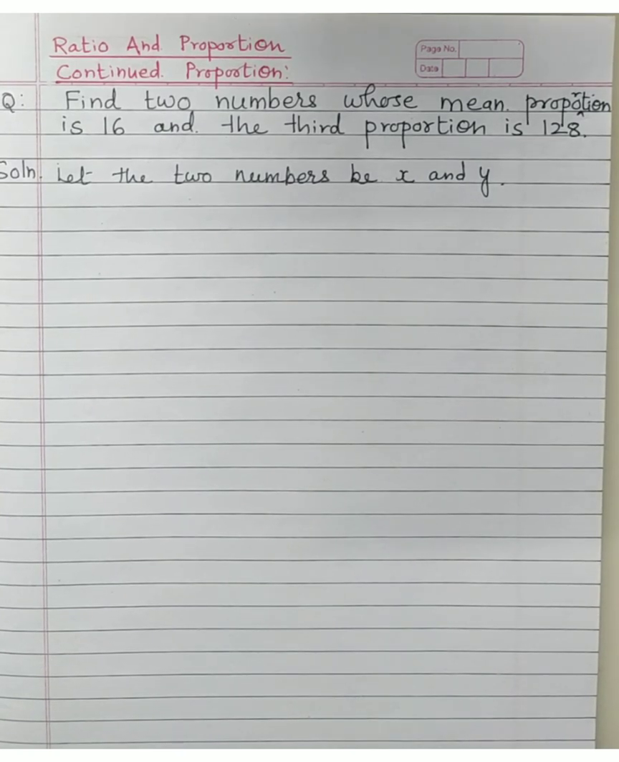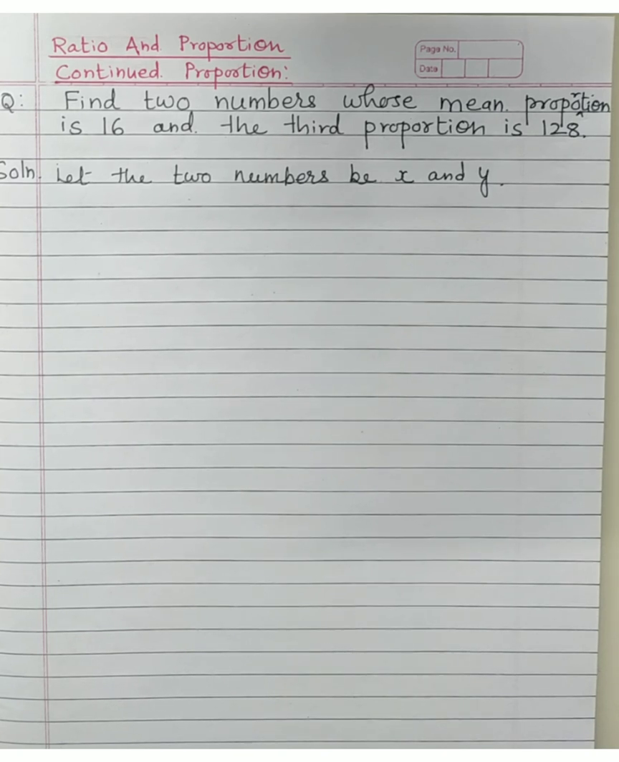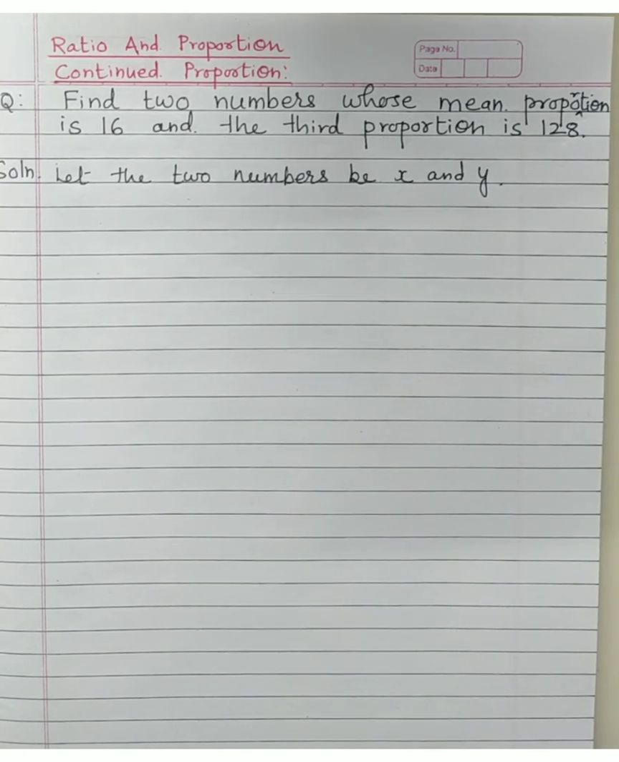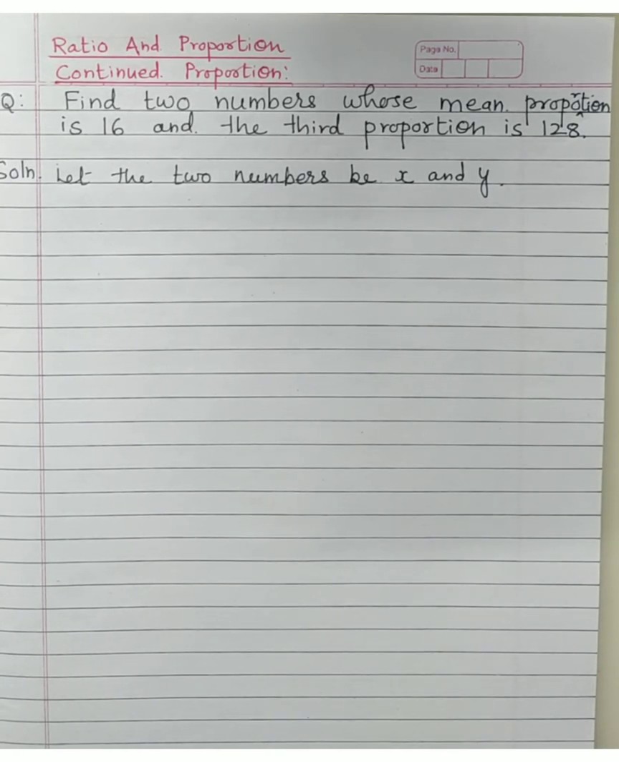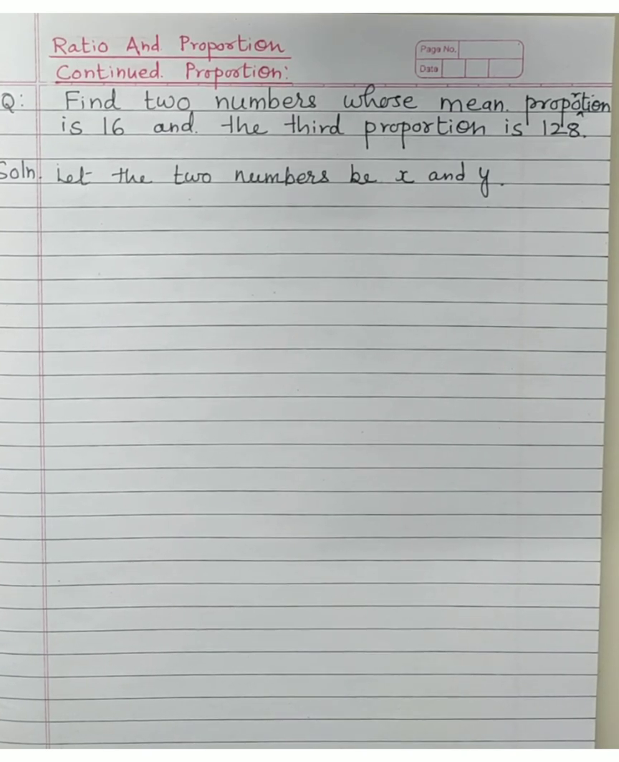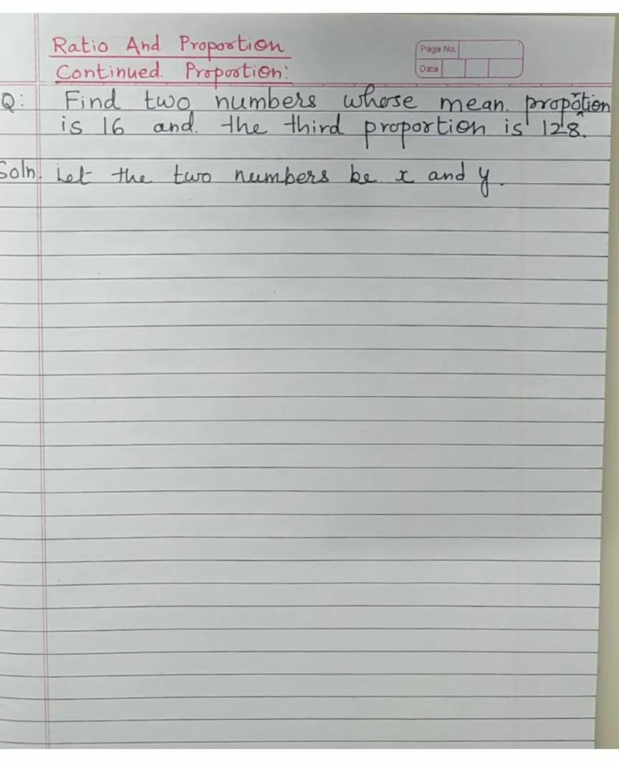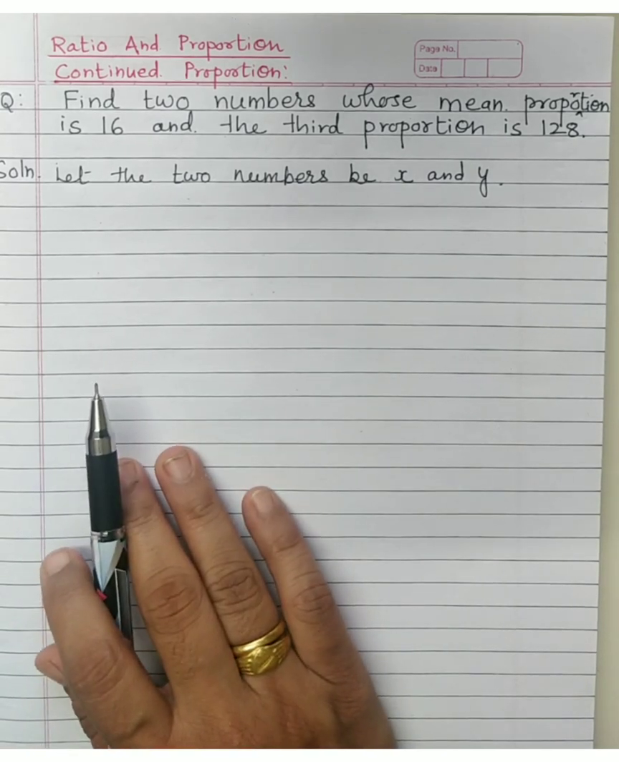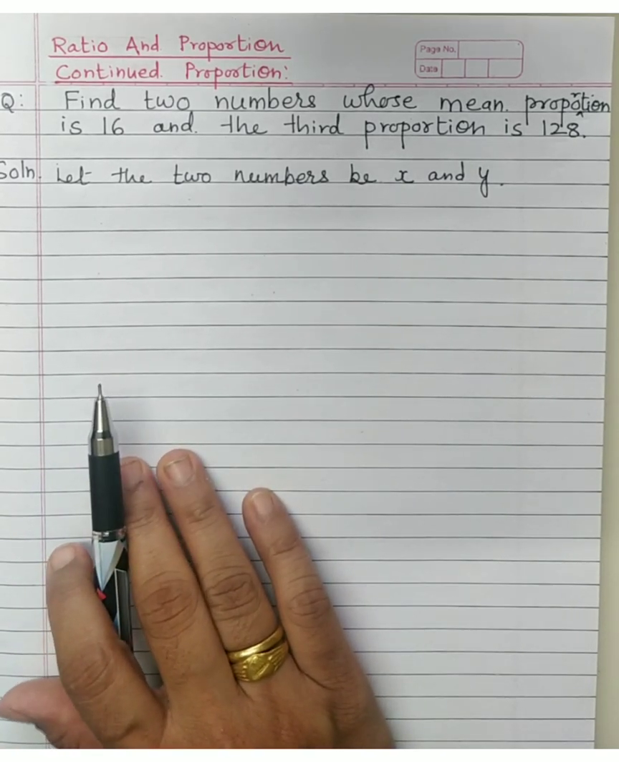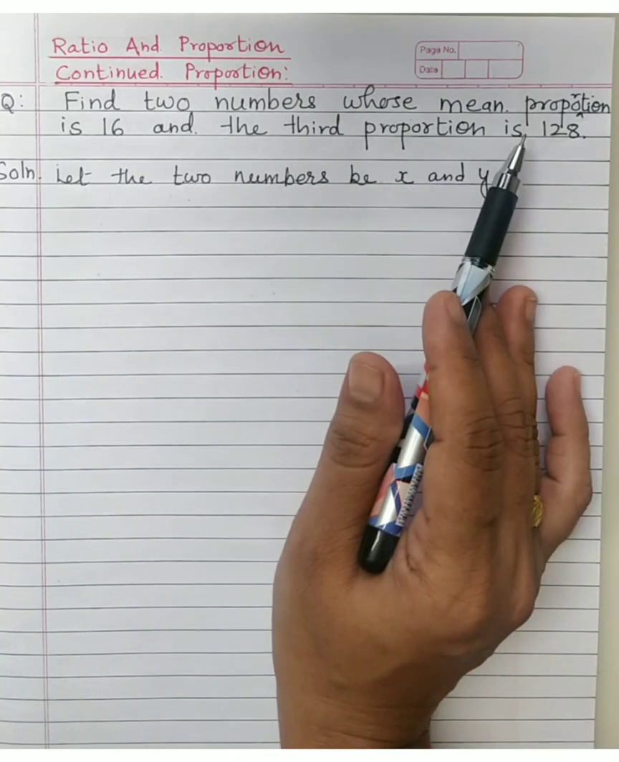Hello children, in the topic ratio and proportion, right now we are studying about continued proportion. You can recall that if there are three non-zero quantities such that A upon B is equal to B upon C, then we say A, B, C are in continued proportion and B is the mean proportion, right? Also C is the third proportion.